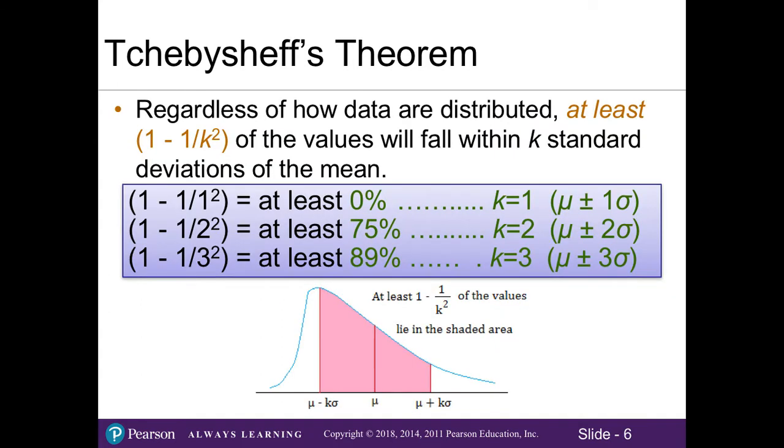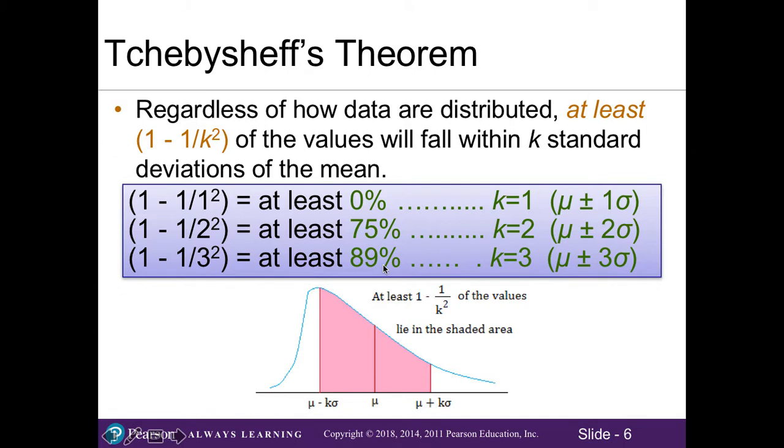Tchebysheff's theorem is another useful rule of thumb similar to the empirical rule. Whereas the empirical rule is used for bell-shaped distributions, Tchebysheff's theorem is for non-bell-shaped distributions. So it's much more conservative, and we can see here in our example, this is not symmetrical, it's not bell-shaped, it's skewed. And what it can tell us is that at least 75% of our data values are going to be within 2 standard deviations of the mean.